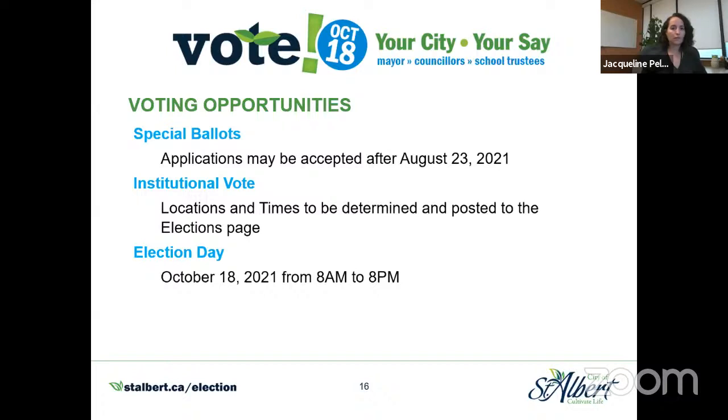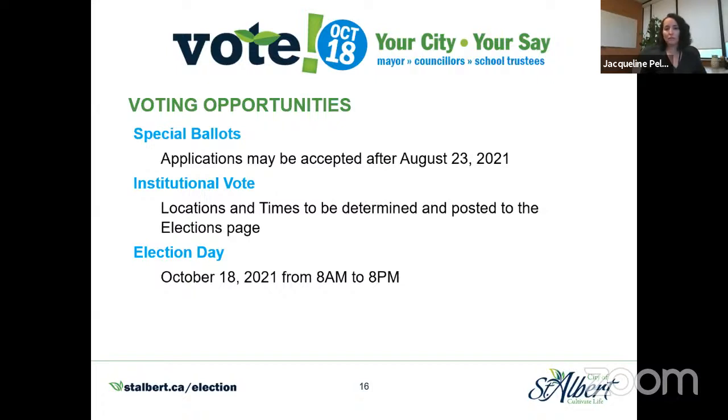So some additional voting opportunities that the city offers includes first is special ballots. So special ballots are a type of mail-in ballot, but they're only available to voters who are unable to vote at a voting station due to a couple of reasons.